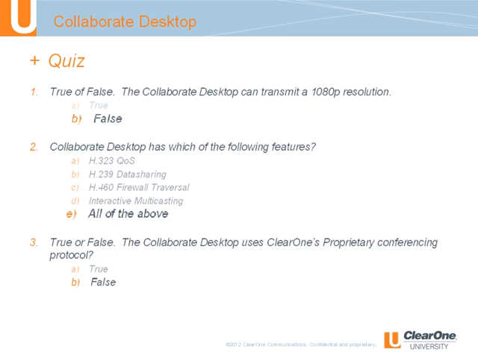This is false. All Collaborate video conferencing units, including the desktop, use standards-based H.323 and SIP protocols. This means you are not limited to only calling other Collaborate systems. You can call and conference with any other H.323 or SIP endpoint.